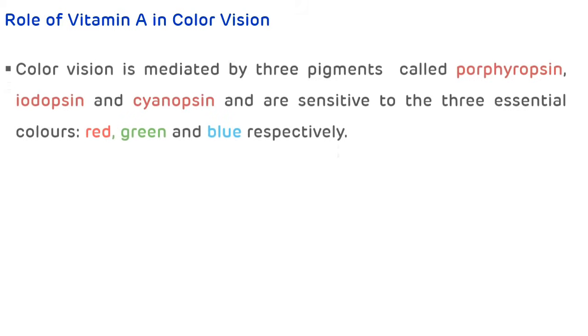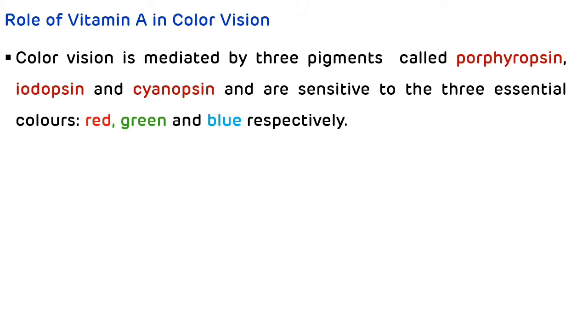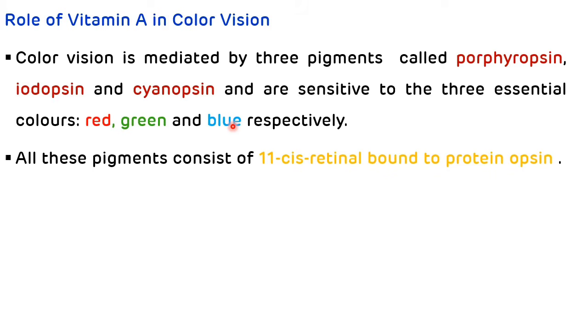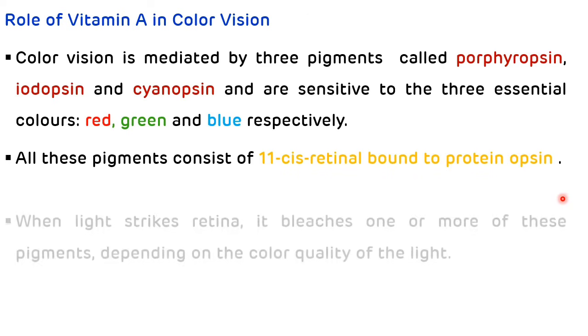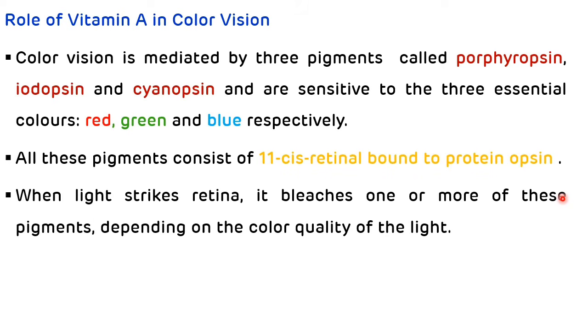Now, the role of vitamin A in color vision. Color vision is mediated by three pigments called porphyropsin, iodopsin and cyanopsin, and they are sensitive to three essential colors. Porphyropsin is sensitive to red, iodopsin is sensitive to green and cyanopsin is sensitive to blue. All these pigments consist of 11-cis retinal bound to the protein opsin. When light strikes the retina, it bleaches one or more of these pigments depending on the color quality of the light.